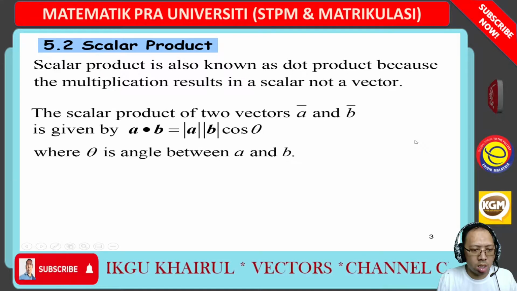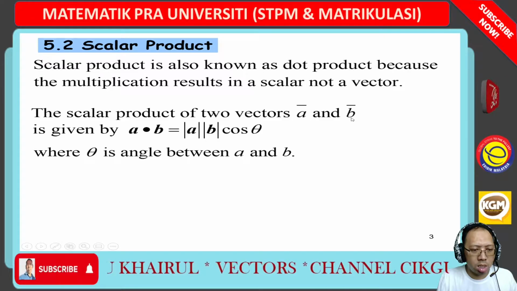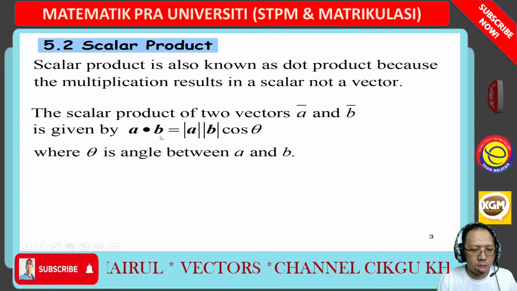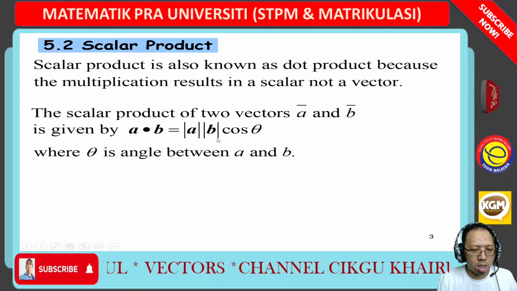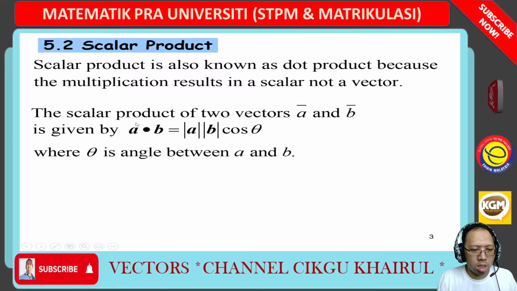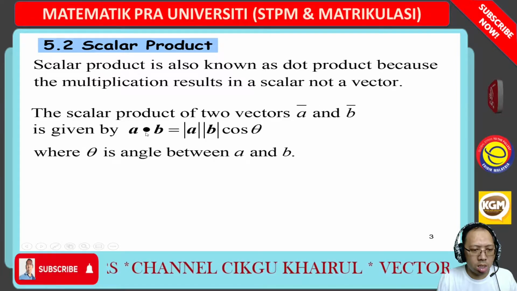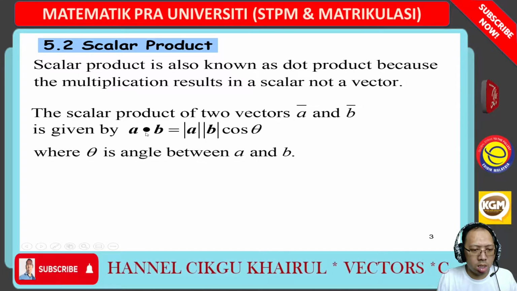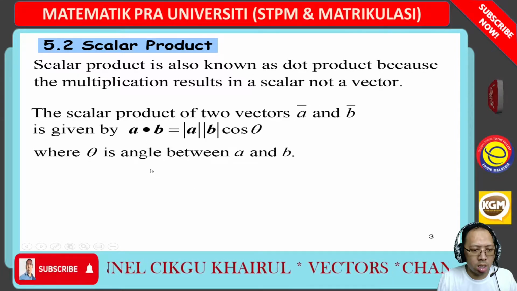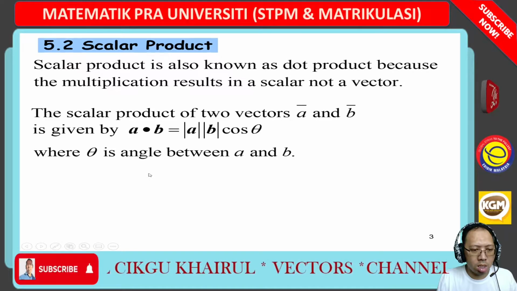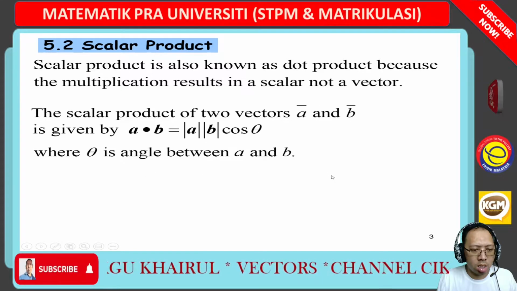Okay, the scalar product of two vectors A and B is given by A dot B equal to magnitude A magnitude B cos theta. So this is A dot B. That's why we call it dot product. Okay, ada tanda dot kat sini. Represent multiplication of two vectors. Okay, where theta is angle between A and B.